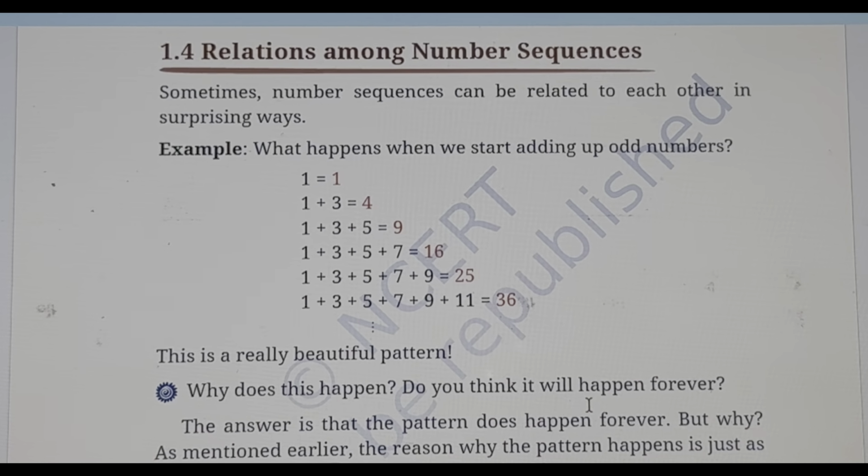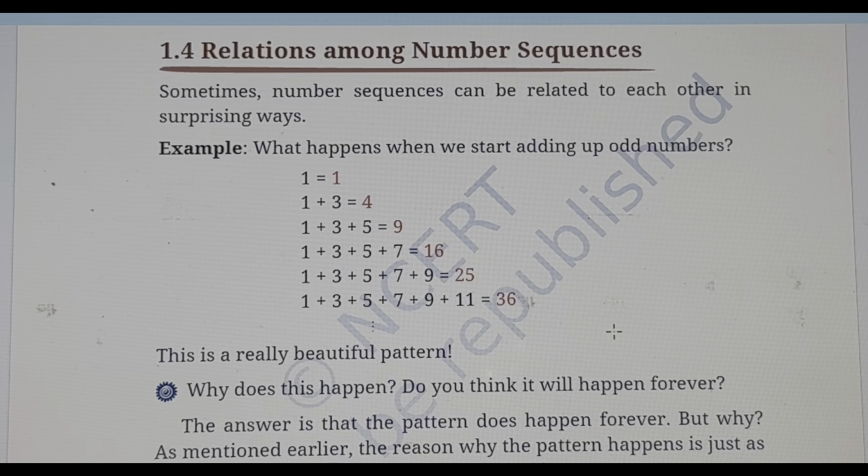We had learned many types of sequences in the previous videos, in the previous part of the chapter, right? Now, some number sequences are related to each other. Like we learned about odd numbers and we learned about square numbers. Now let us see how they are related to each other. Like 1 is equal to 1, right? The first odd number is 1 and the first square number is also 1.